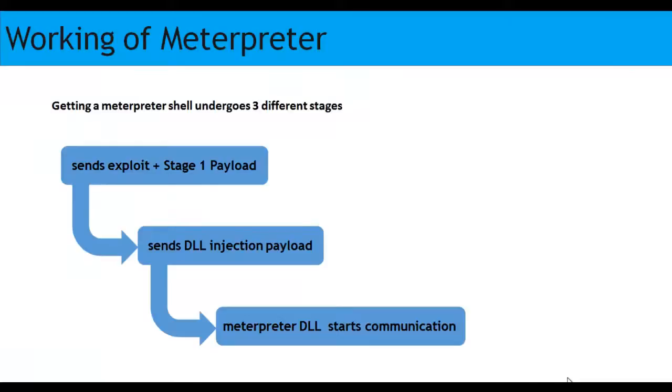Now let us try to understand how this Metasploit payload works. It has 3 different stages. In the first stage, it sends the exploit plus the stage 1 payload. In the second stage, it sends the DLL injection payload, and finally the Metasploit DLL starts communication.